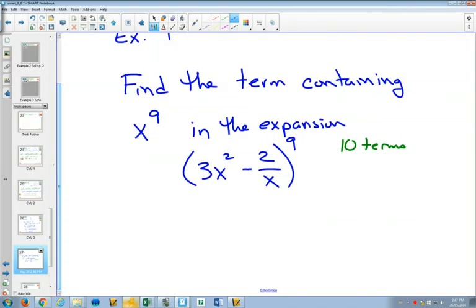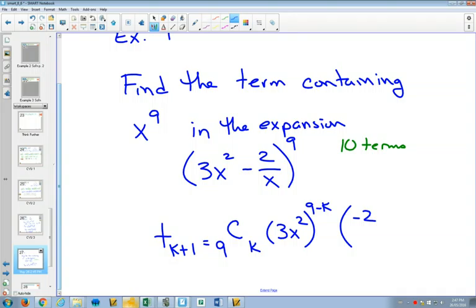The problem is we don't know the term number. So we put everything in that we do know into our formula. I don't know what k is, but I do know that n is 9, choose k. I know that my a is 3x squared to the 9 minus k, and my b is negative 2 over x to the k. So we put in everything that we know, and the only thing we don't know is k.